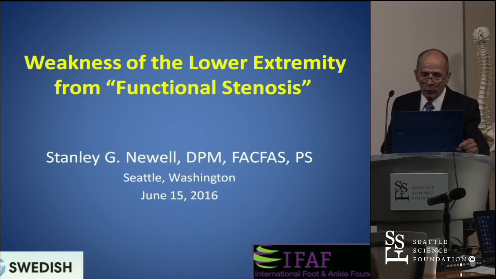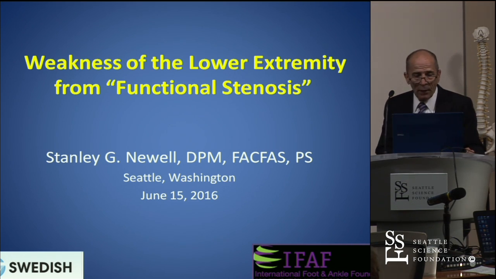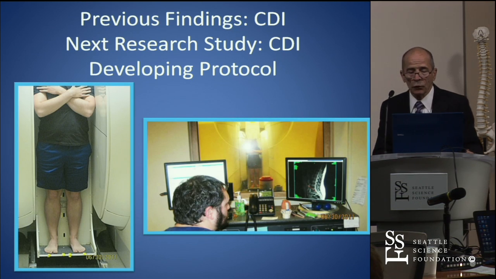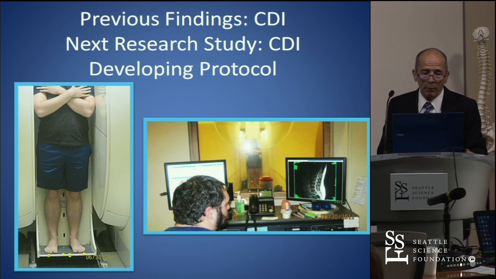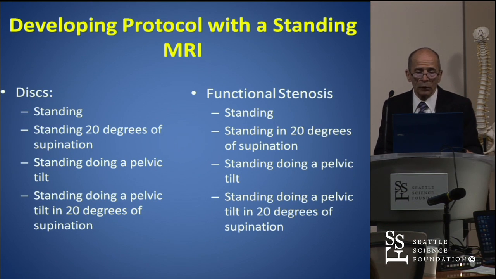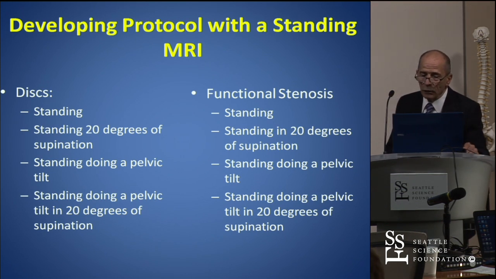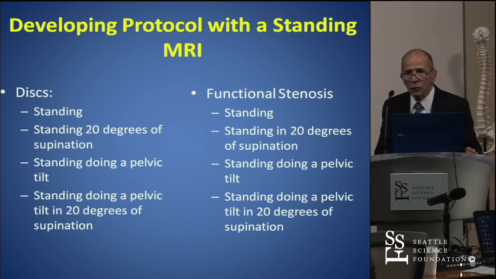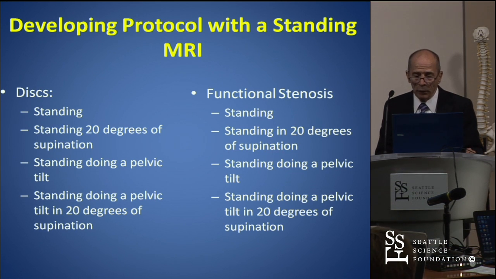I want to talk to you about weakness of the lower extremity from functional stenosis, but I also want to thank CDI for allowing us to do the first pilot study using a standing MRI and evaluating the back, and then doing our next study, which is going to be evaluating disc to see if they will reduce in size, and looking at stenosis to see if we can measure stenosis and see if there's any soft tissue impingement around the nerve that creates weakness.